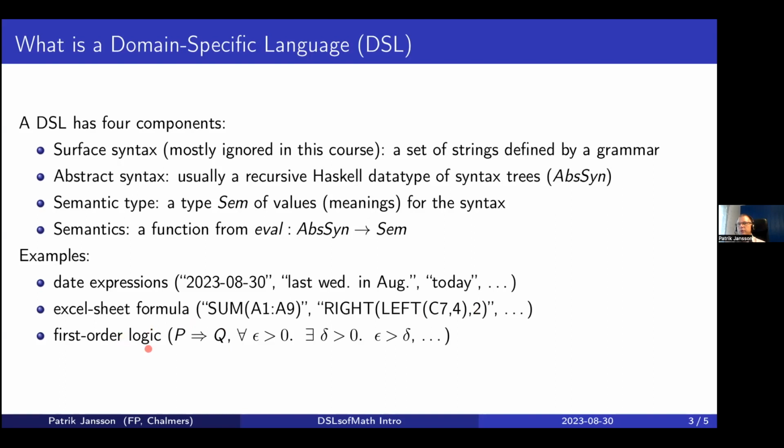Then first order logic. Then you have expressions like P implies Q, or for all epsilon, there exists a delta such that, for example, epsilon is bigger than delta, which is true, but not very interesting, perhaps. And those kinds of expressions also form a language, a domain-specific language for logic. And then you can have the semantics as truth values.